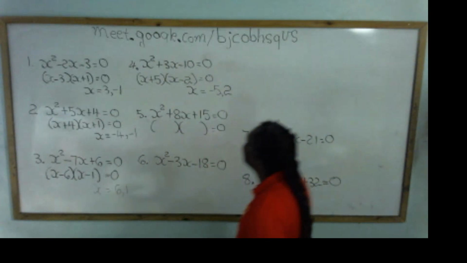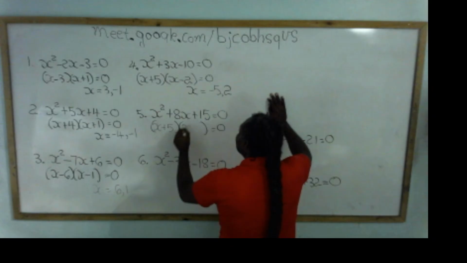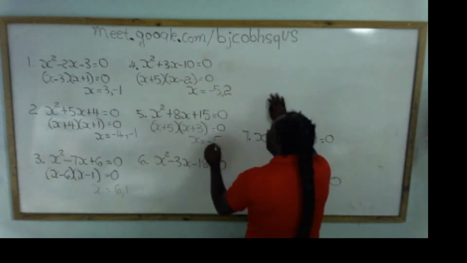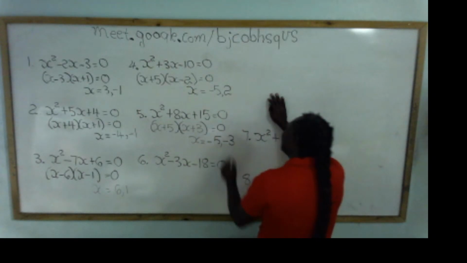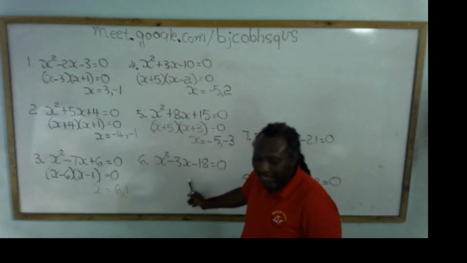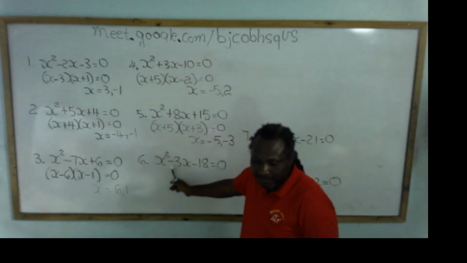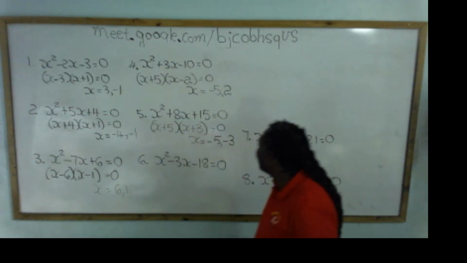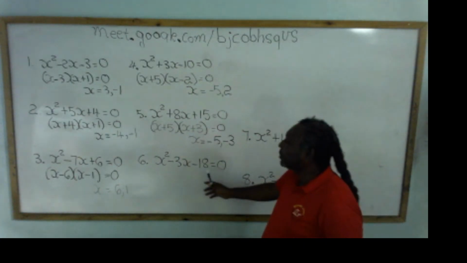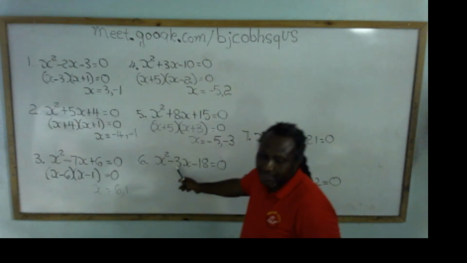No negative signs, positive 5 and positive 3. So it's going to be x plus 5, x plus 3. So x will be equal to negative 5, negative 3. Here we have now a product of negative 18 and a sum of negative 3. For number 6, we have a product of negative 18 and a sum of negative 3. What are the two numbers?